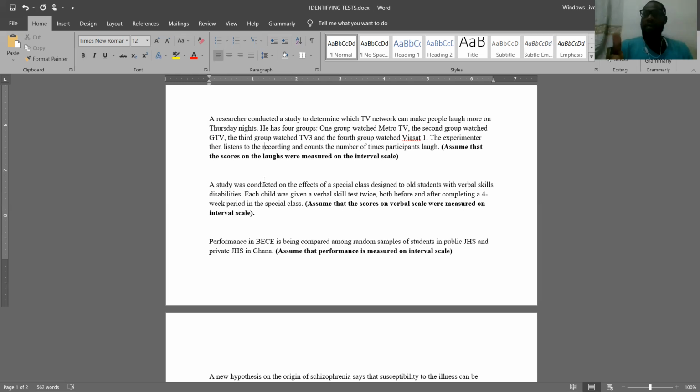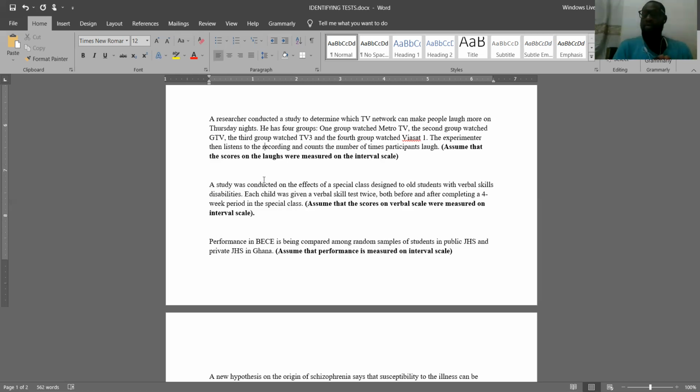Then you ask yourself, laugh, it was measured on what? They've indicated that it is measured on interval. So the moment you realize that the dependent variable is measured on interval or ratio, then it means you should tune your mind that you'll be using a parametric test. Then you ask yourself, among all the parametric tests, which of them do we normally use to compare more than 2 groups? So the best test that will fit here is one-way ANOVA.